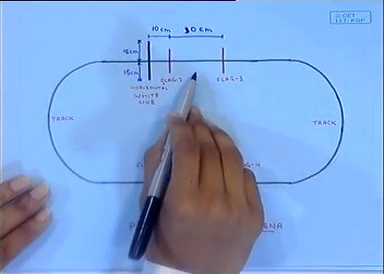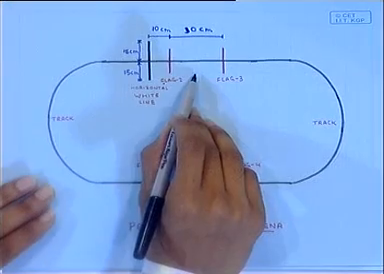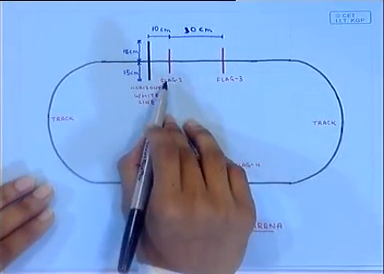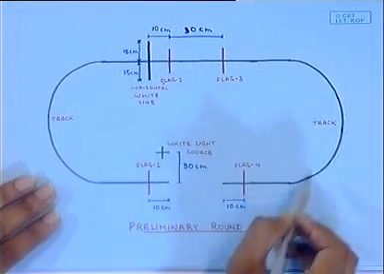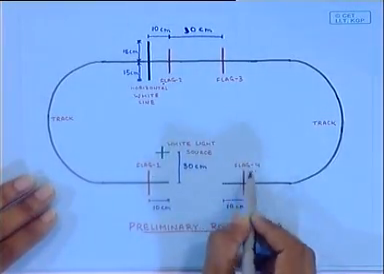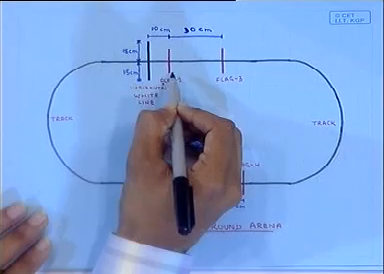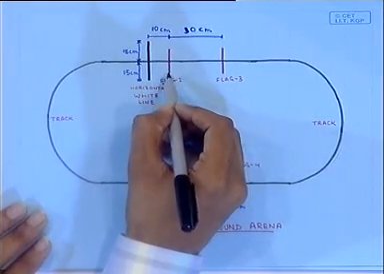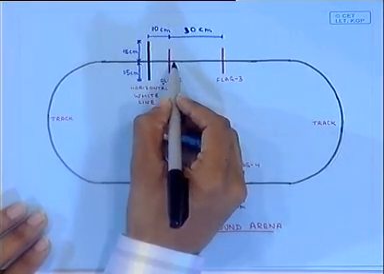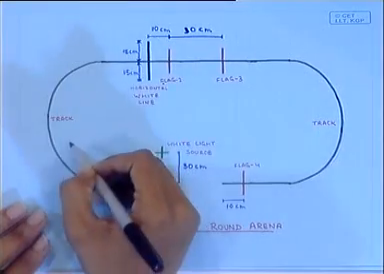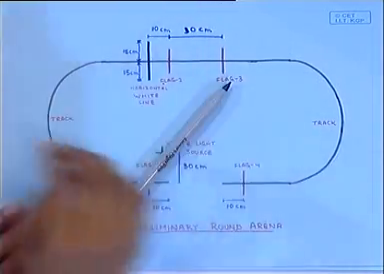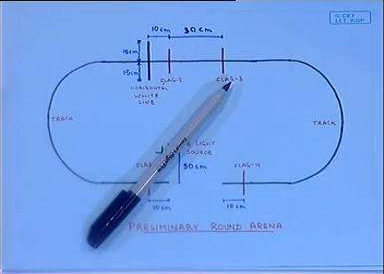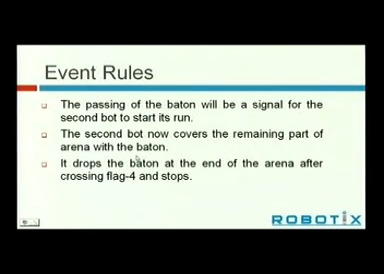After getting the starting signal from the passing of the baton from the first bot, the second bot has to traverse the whole of the arena and drop the baton after flag 4. The crossing of flag 2 will incur the penalty of 100 points. In any case, bot 1 cannot touch bot 2, so the touch sensors cannot be used for the interaction.